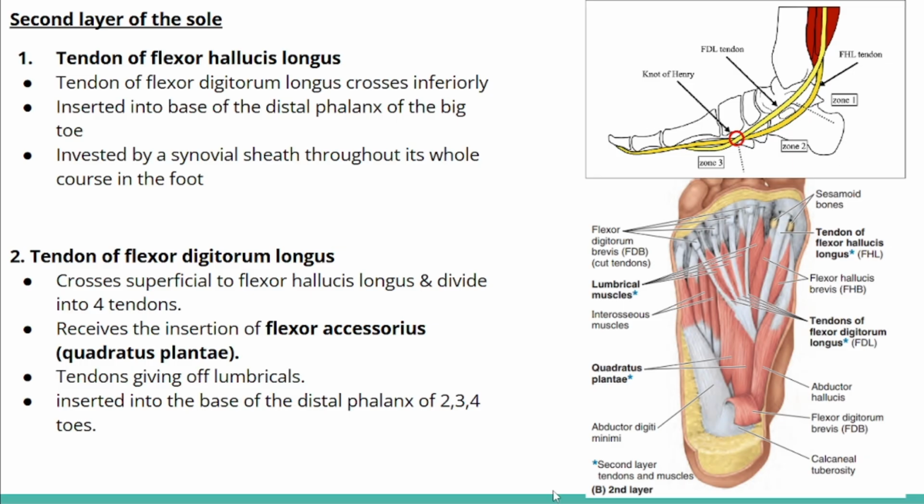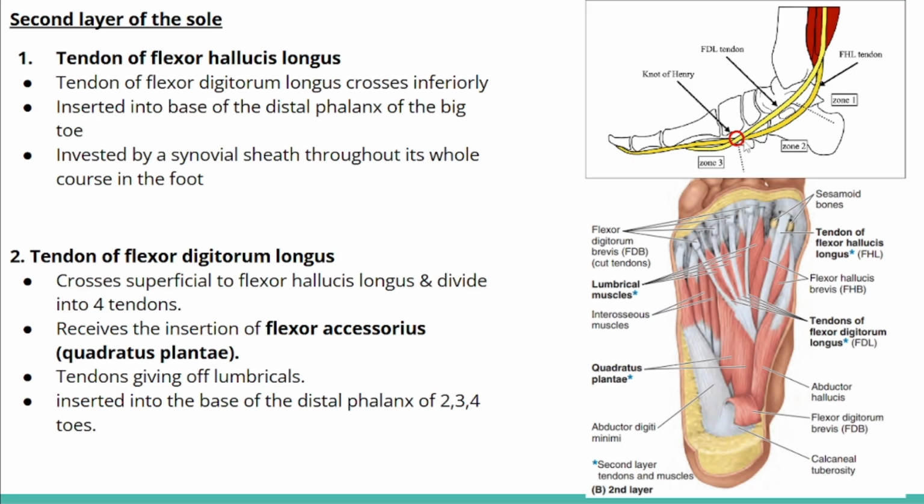Now the second layer consists of long flexor tendons and muscles that arise from these tendons. So we'll see what those are. The second layer contains the tendon of flexor hallucis longus. This is the flexor hallucis longus. This muscle belongs to the posterior compartment of the leg, and hallucis means it is going to end in the big toe. This is the tendon.